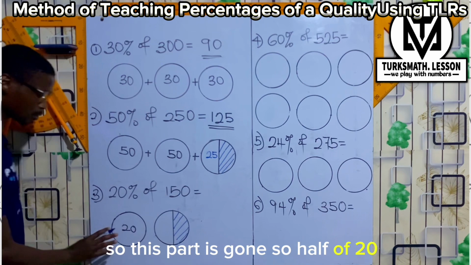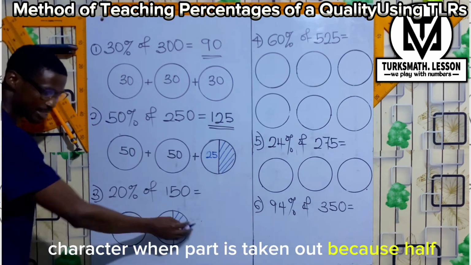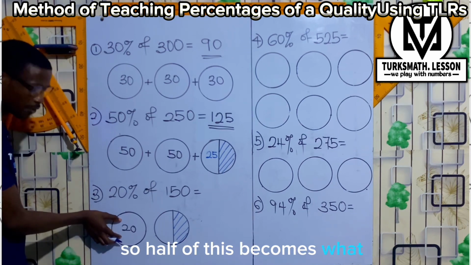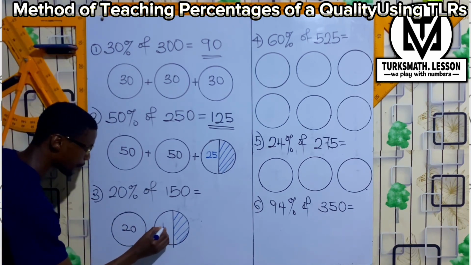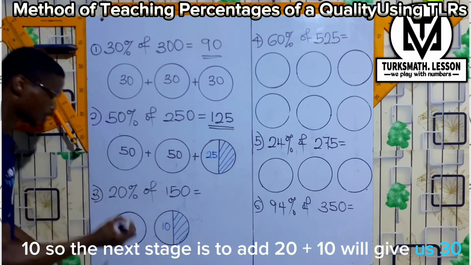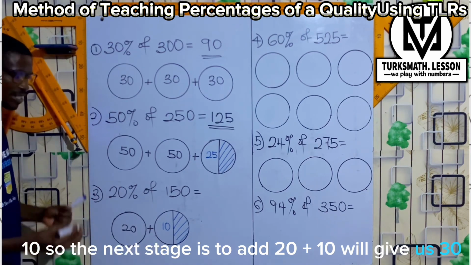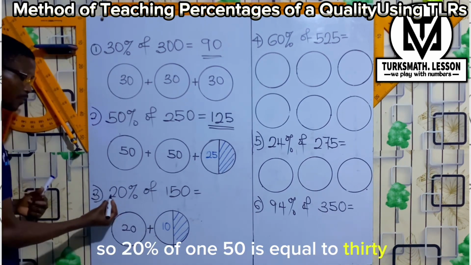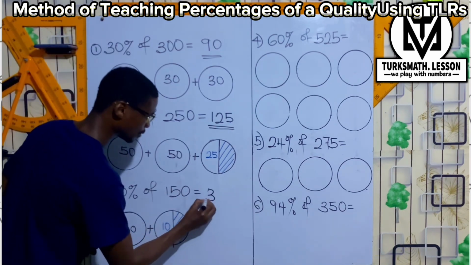So this part is gone. So half of 20. Got it, child? When part is taken out, it becomes half. So half of this becomes what? It gives us 10. So here becomes 10. So the next stage is to add. 20 plus 10 will give us 30. So 20% of 150 is equal to 30.